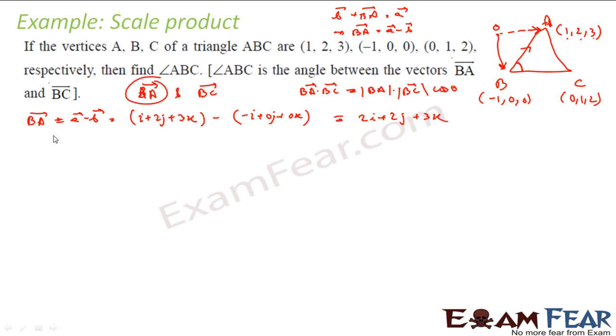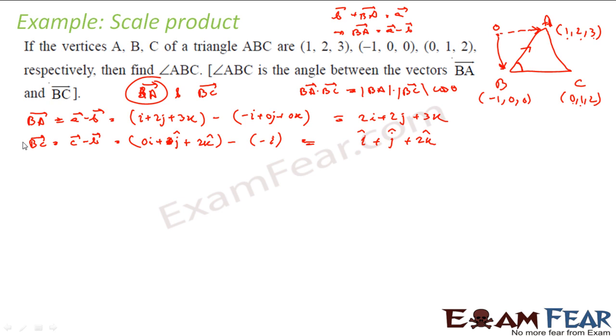Similarly, I have to find the BC vector. BC vector will again be C vector minus B vector. C vector is 0i plus 1j plus 2k, minus B vector, which is again minus i. So 0i minus minus i is i vector only, and this is nothing but i plus j plus 2k. So this is my BC.